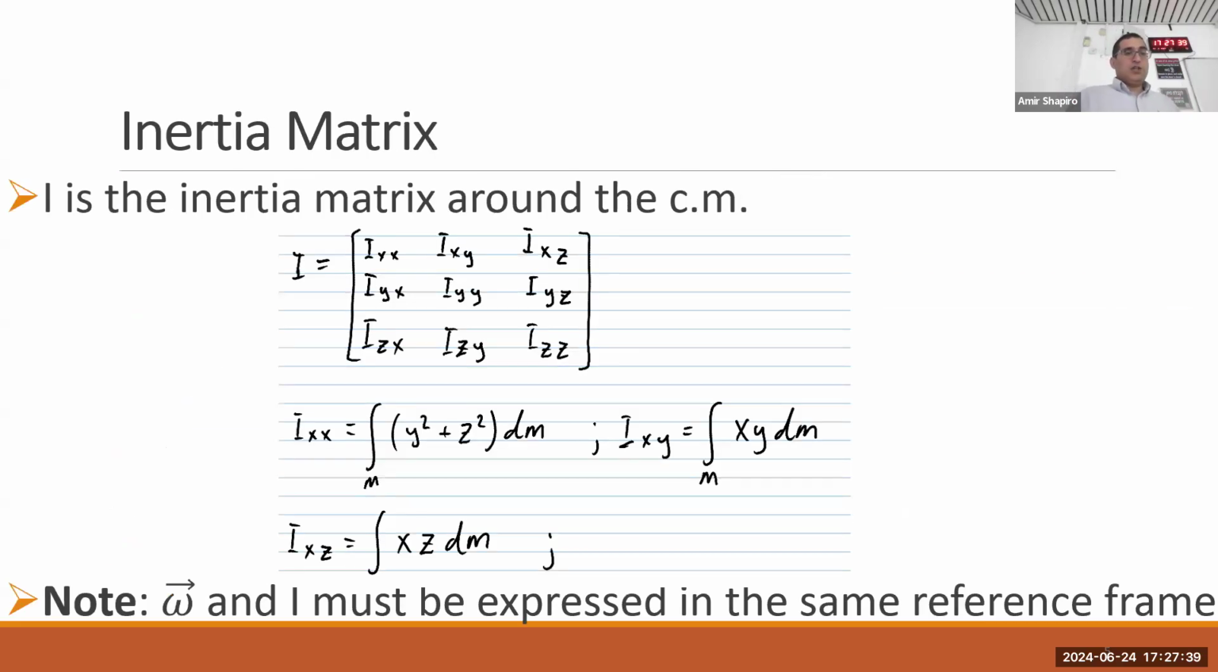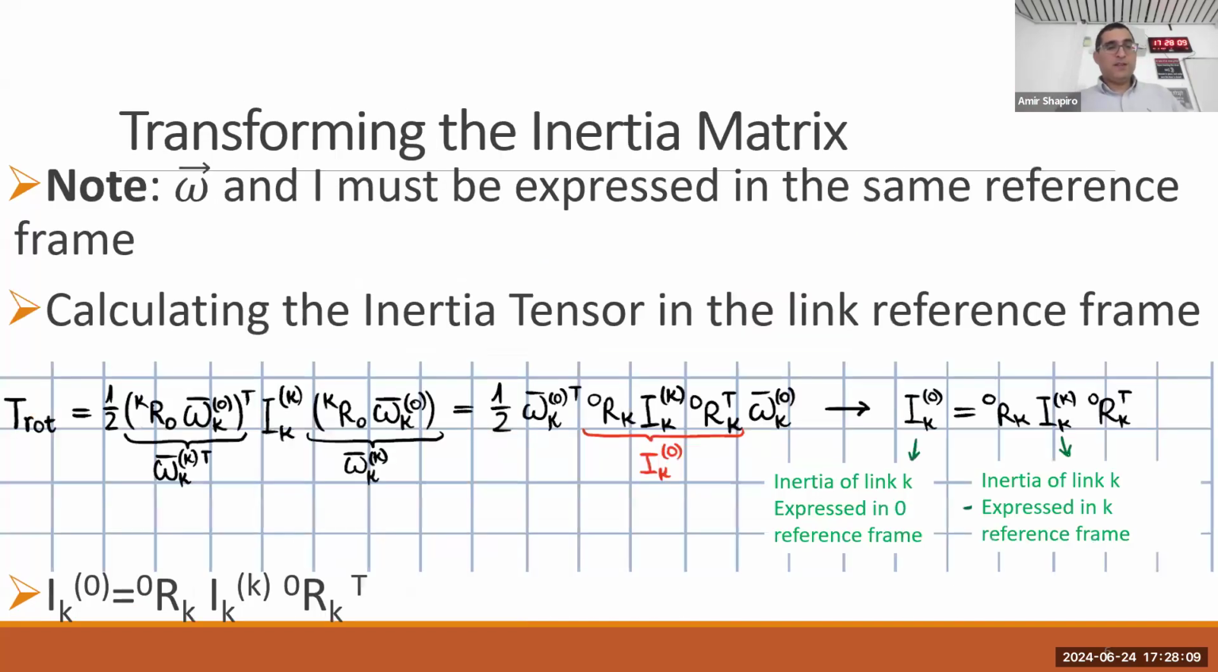So I is the inertia matrix around the center of mass, as we saw before. Ixx is the integral of y squared plus z squared dm. Ixy is the integral of xy dm of each part of the rigid body. And omega and I must be expressed in the same reference frame.